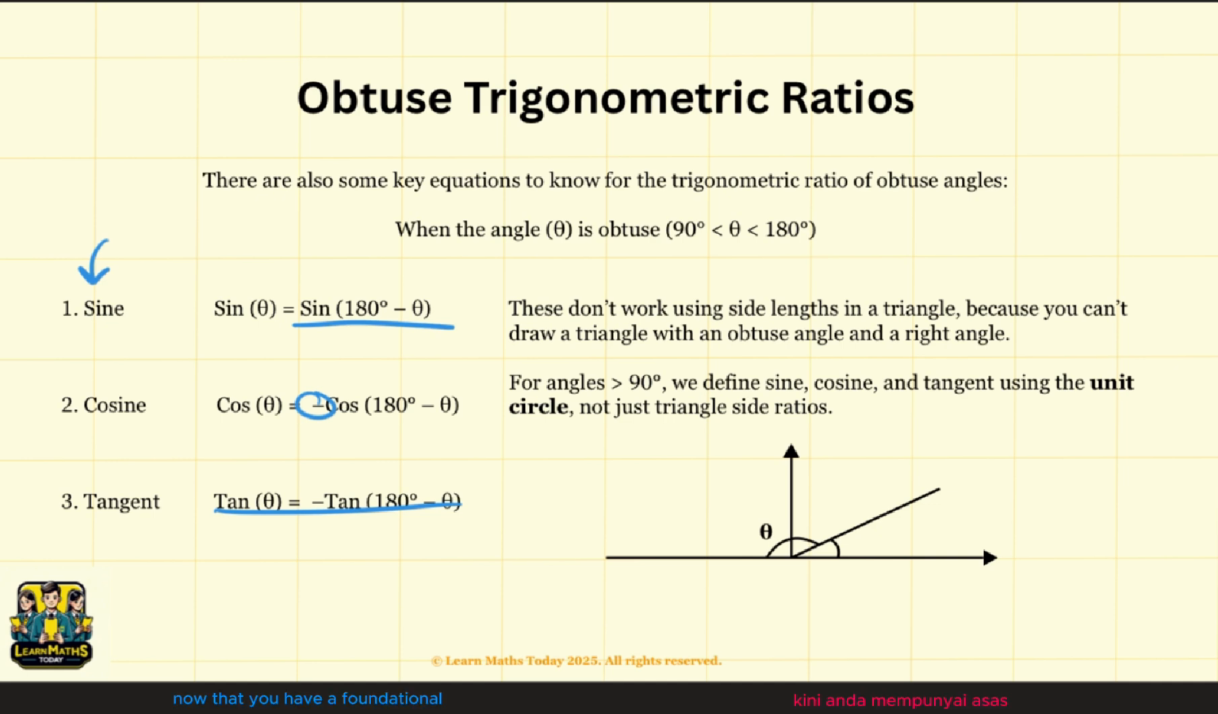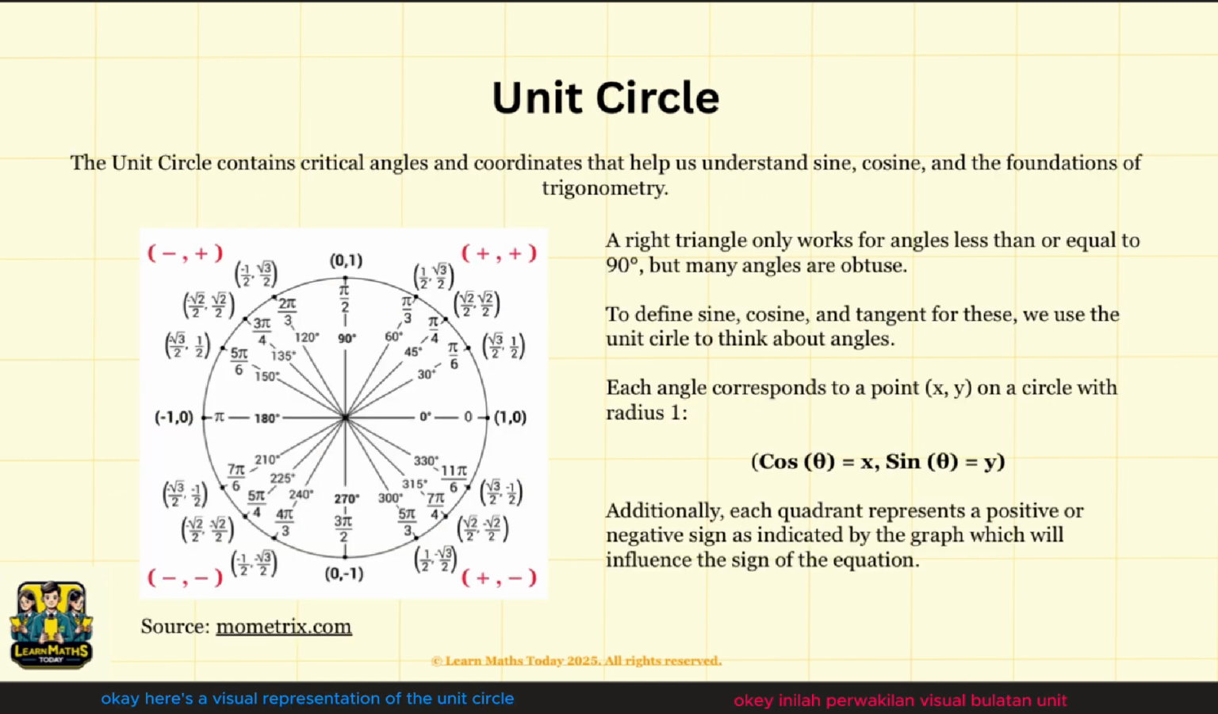Now that you have a foundational understanding of the equations for obtuse trigonometric ratios, I'm going to show you the unit circle that I mentioned earlier, which is essential to trigonometric concepts, as they inform many of the basic sine and cosine values. Okay, here's a visual representation of the unit circle. Credit to mometrics.com for this image.